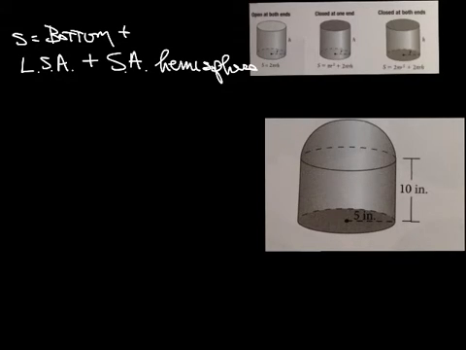Alright, so let's first of all find the surface area of the bottom. Surface area of the bottom. And that is a circle. So the area of a circle is going to be pi r squared. So I'm going to write pi r squared as my first formula. So that's the bottom. Got the formula there.